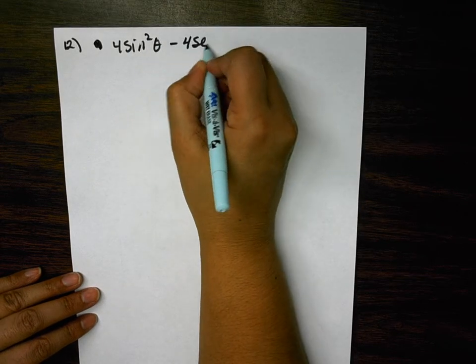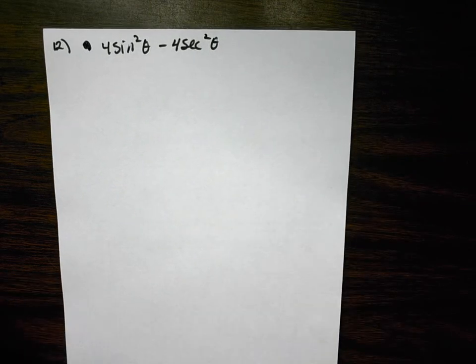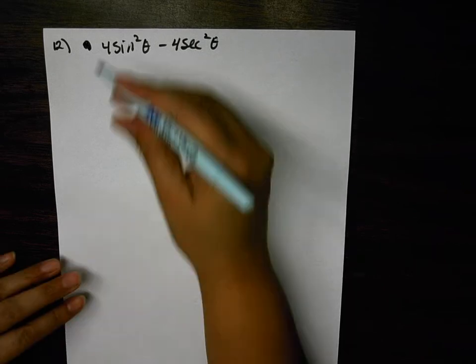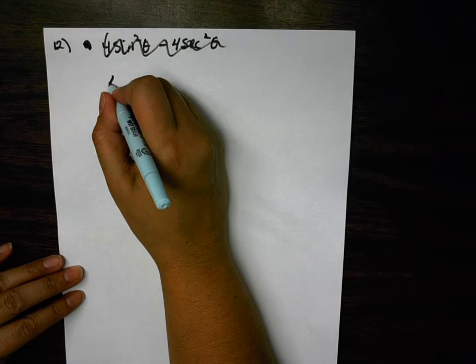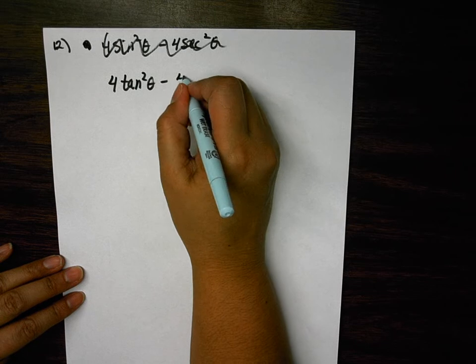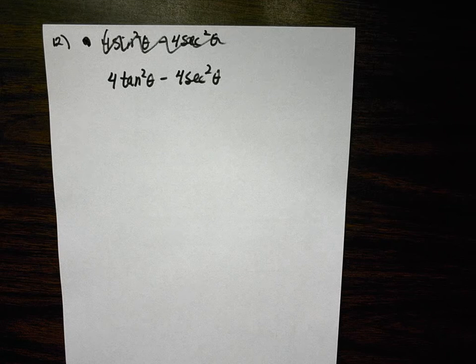Four sine squared theta minus 4 secant squared... No, theta. That's not it. It's 4 tangents. Thank you, because I'm looking at that like, what is going on? Okay, 4 tan squared minus 4 secant squared.